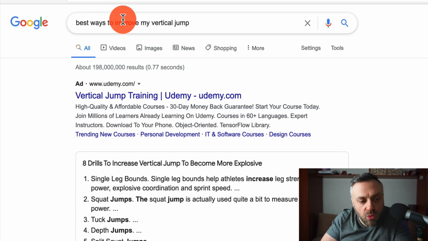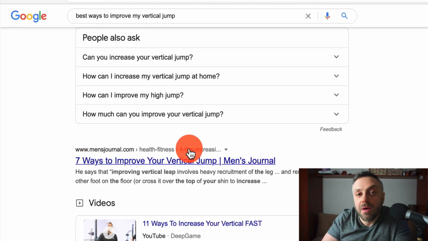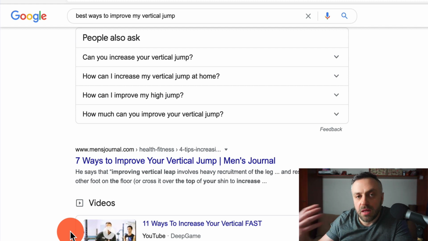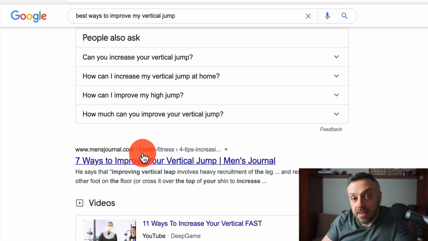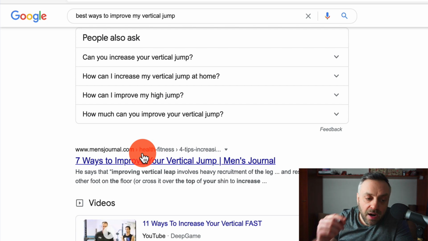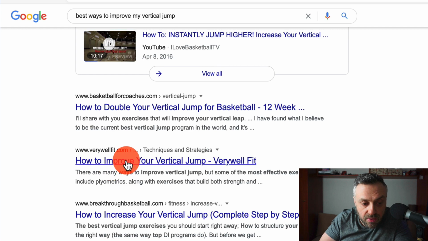So you do not want to try to rank for this term, because you're going to be competing with Men's Journal. You need to pick another term where Google feels that the best sites for this specific term are not Men's Journal or something else. So you have to keep this in mind. This is how I've built my sites. This is how I continuously add new sites to my arsenal. I have over 50 sites in different niches. Very, very powerful method.